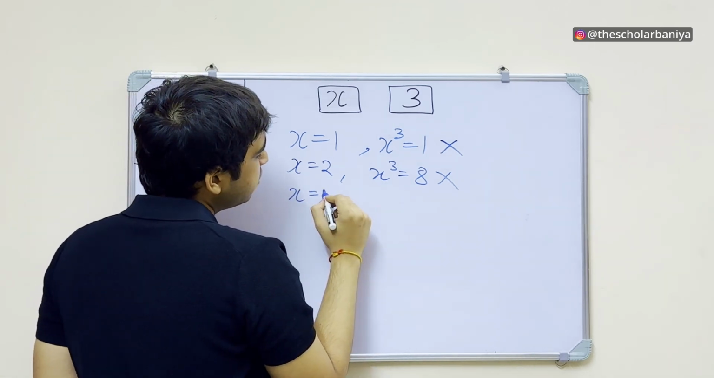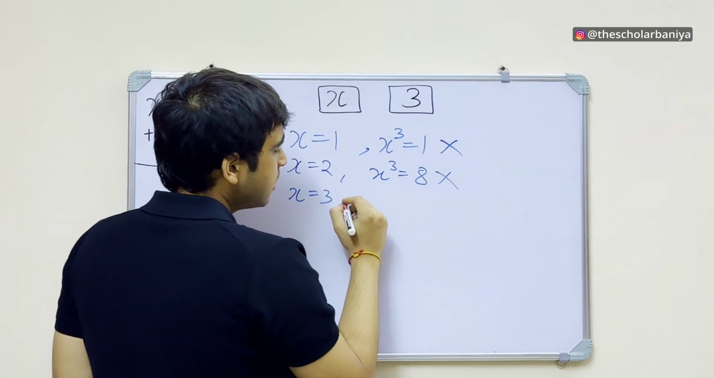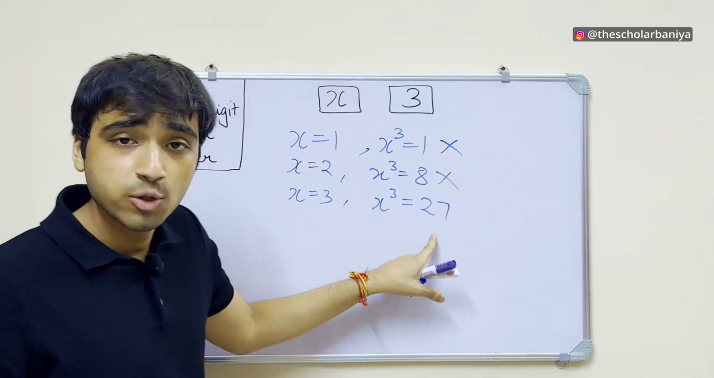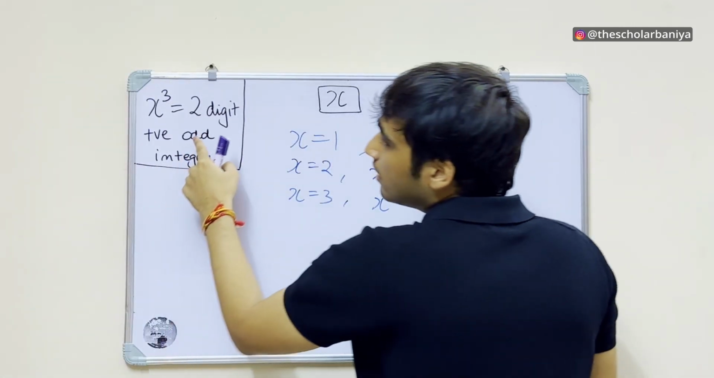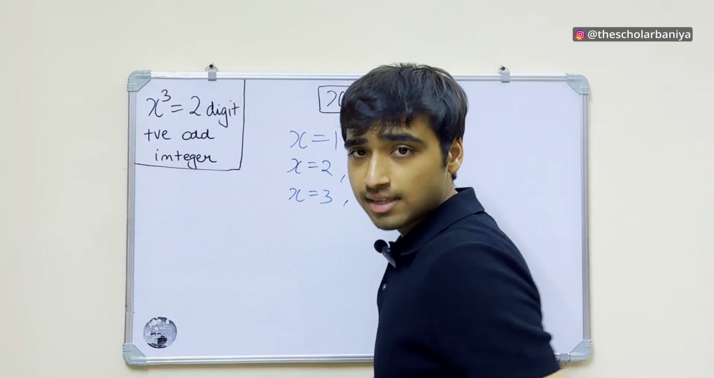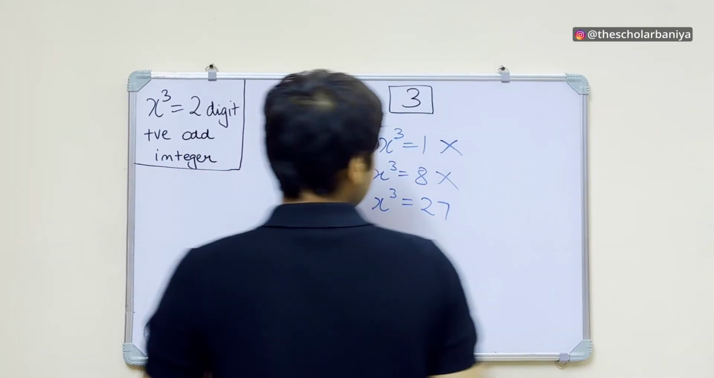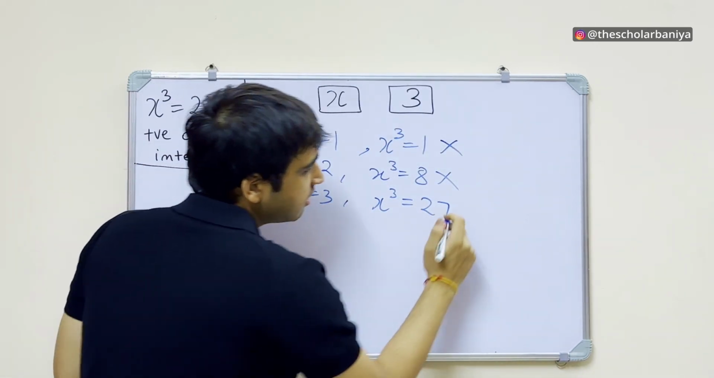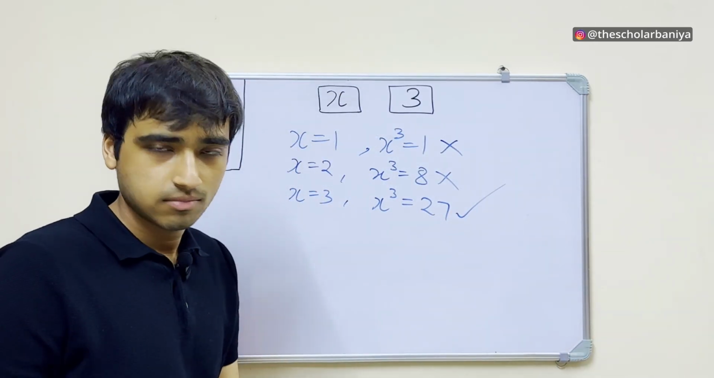Let's take x equals 3, right? So what will be x cube? X cube will be 27. 27 is a two-digit number. It is positive. Yes, it is positive. It is odd. Yes, it is odd. It is an integer. Yes, it is an integer. This is absolutely fine, right?